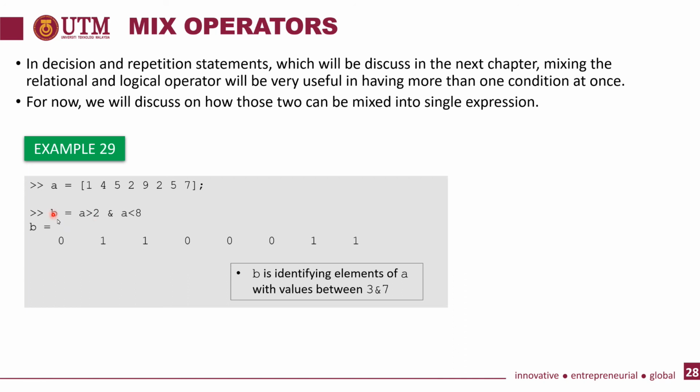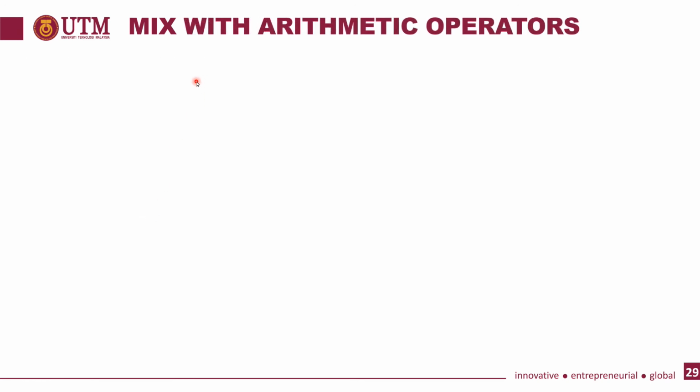So the number will come between 3 and 7. When you run this operator, it will check each number inside variable A. If the number is from 3 to 7, it will return 1, because it is a true statement. You see here, 1 is not between 3 and 7, so it will become 0. 4 is between 3 and 7, so it will become 1. 5 is also between 3 and 7, so it will become 1, and so on. This is how you can combine the relational and logical operators to solve the engineering problem.